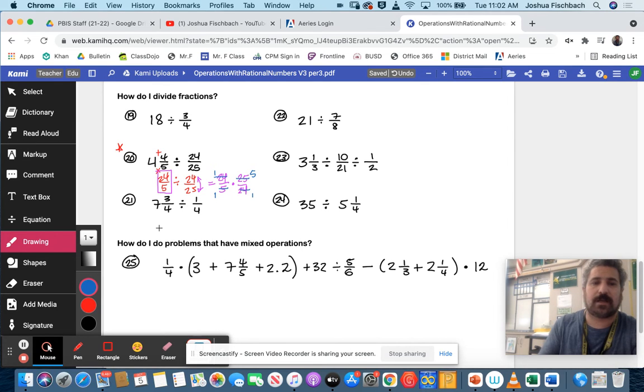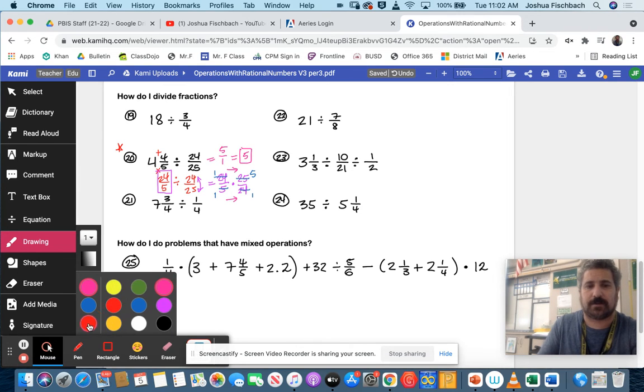And then once you're done with that process, you're just going to multiply across the top, multiply across the bottom. So 1 times 5 is 5, 1 times 1 is 1. So the answer in this case is 5 over 1, which is the same as 5. So what is 4 and 4/5 divided by 24/25? It is worth 5. So that's the process you go through every time.